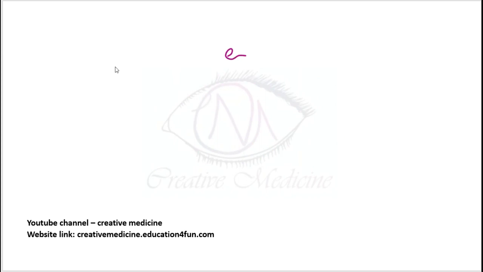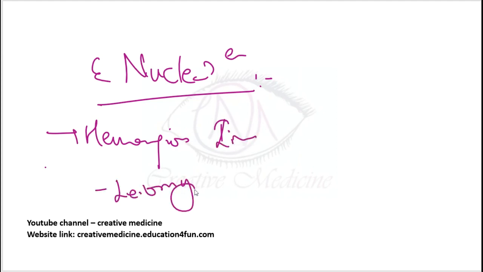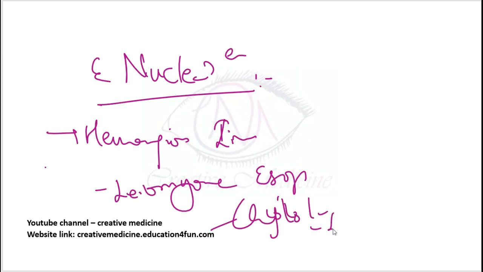Now, where do you see enucleation? Enucleation is done in conditions like hemangioma of the liver. It can be done in leiomyoma of esophagus, chylomymatic cyst and insulinoma of head of pancreas. So enucleation is done in hemangioma of liver, leiomyoma of esophagus, chylomymatic cyst and insulinoma of head of pancreas.